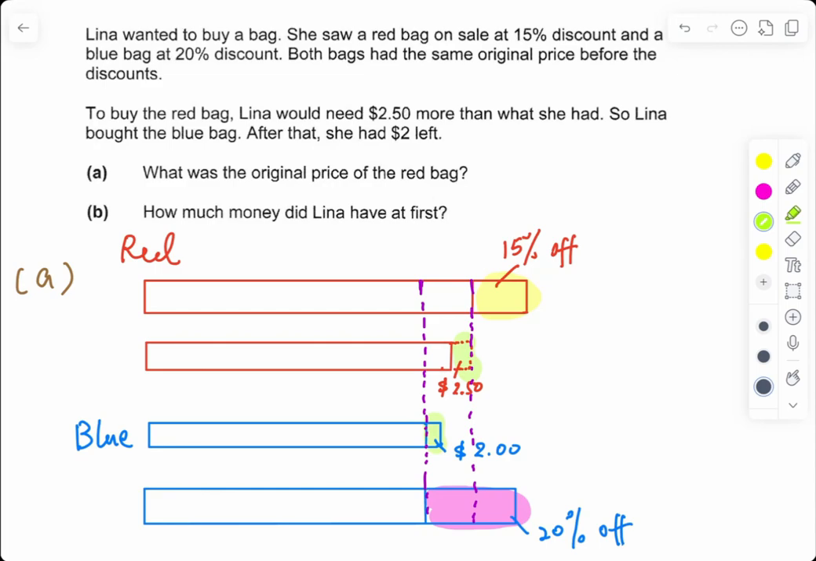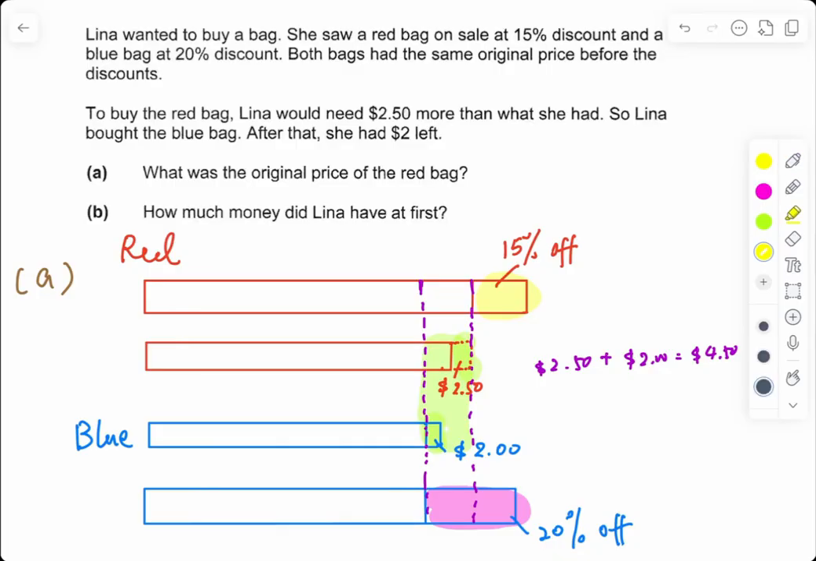Now let's focus on the purple dots. You can look carefully first. Now let's focus on the middle part, the green part. So we see this part equals $2.50 plus $2, $4.50.